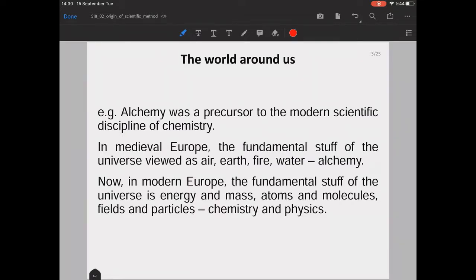In medieval Europe, the fundamental stuff of the universe was viewed as air, earth, fire, and water, and these all made the foundations of alchemy. Now in modern Europe, the fundamental stuff of the universe is energy and mass, atoms and molecules, fields and particles, chemistry and physics. And this is the modern or advanced version of alchemy, maybe we can say, the modern scientific structure.